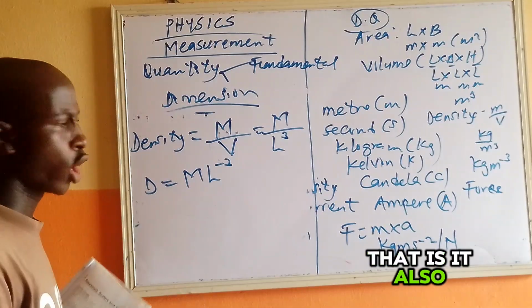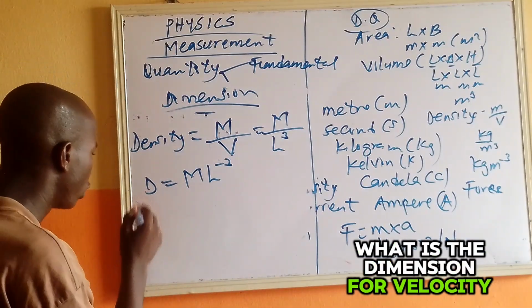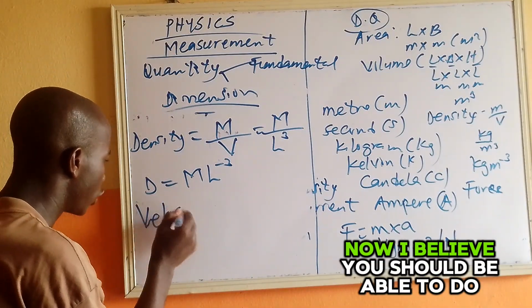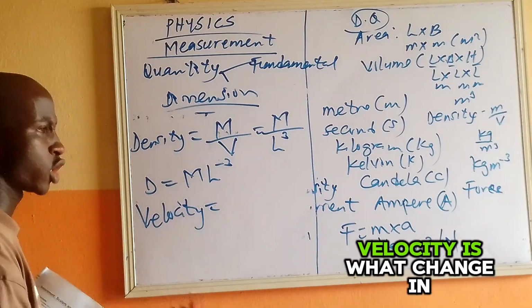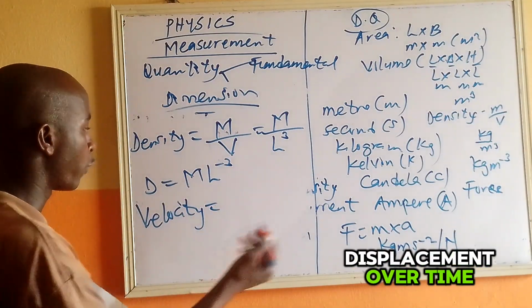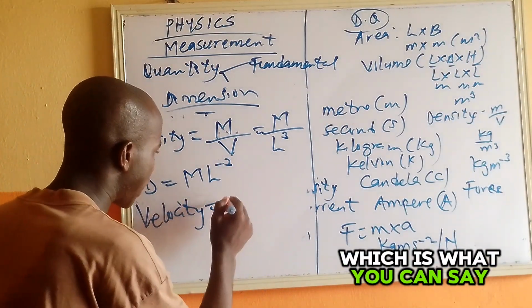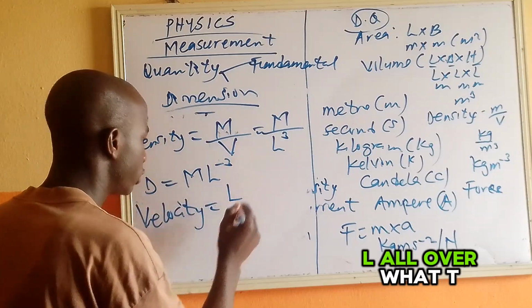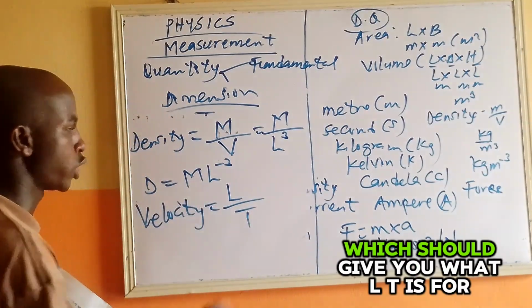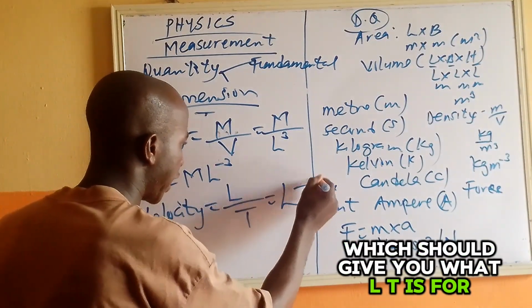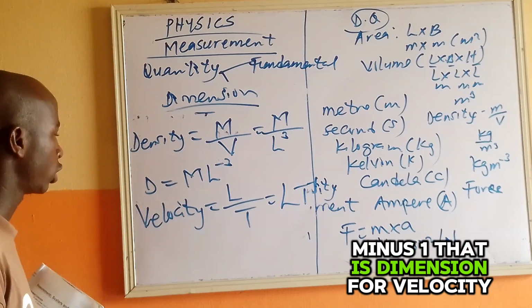That is it. Also, what is the dimension for velocity now? I believe you'll be able to do this now. Velocity is what? Change in displacement over time, which is what? You can say L all over what? T, which will give you what? LT raised power minus 1. That is the dimension for velocity.